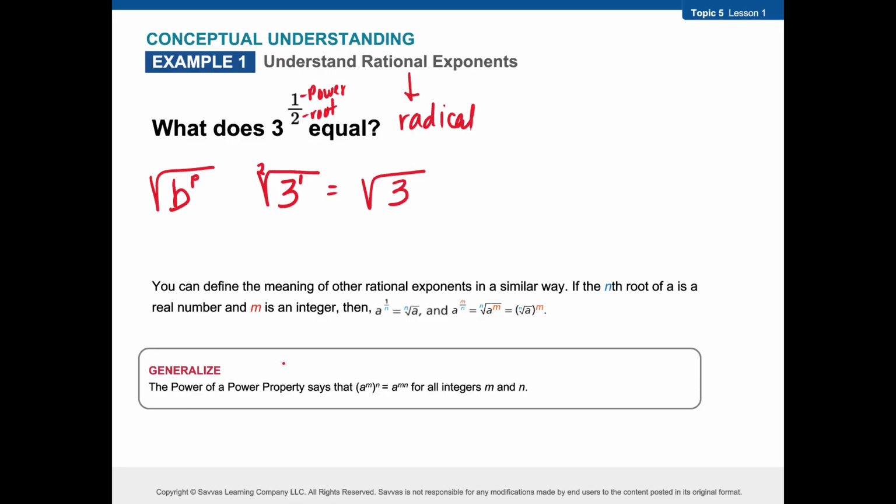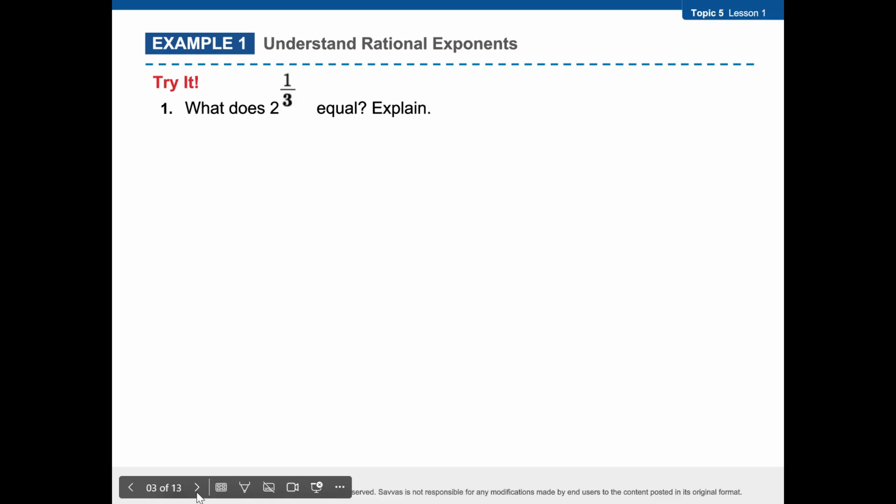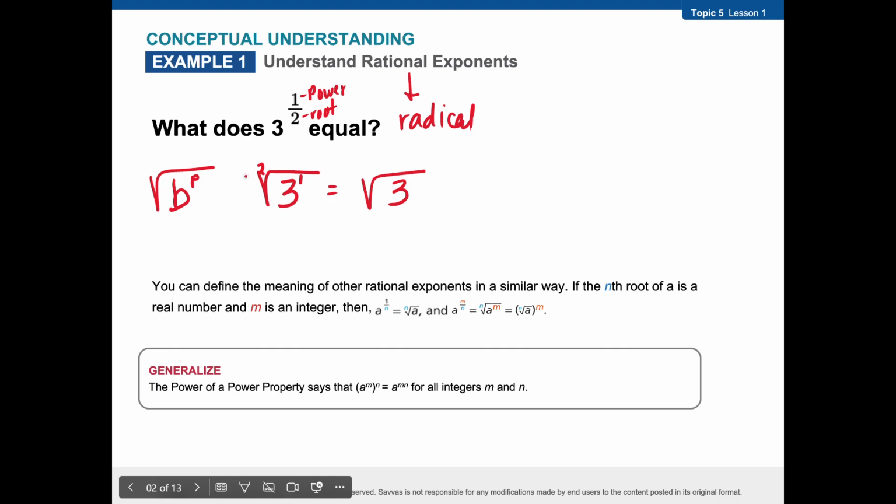And then here you have the power of a power property that states a to the m power, then to the n power equals a to the mn. A power to a power, you multiply. Also, anything to the 1/2 power would be considered a square root.